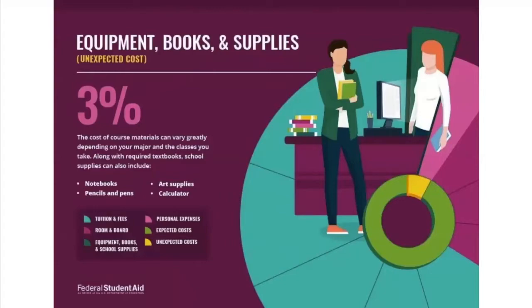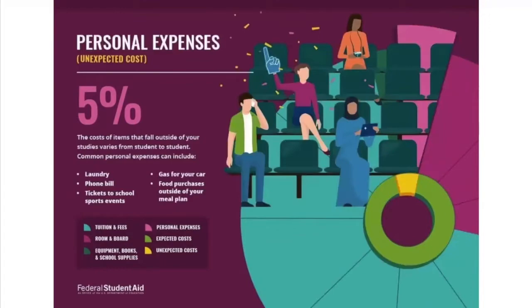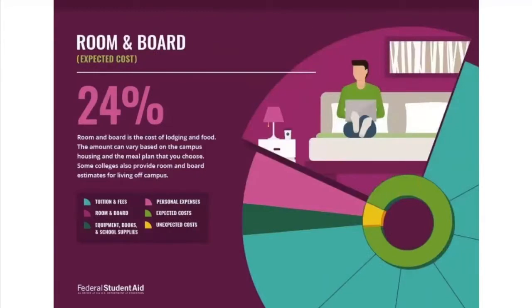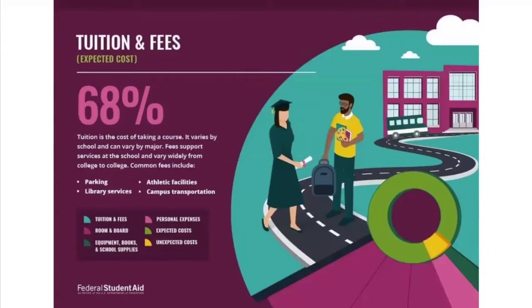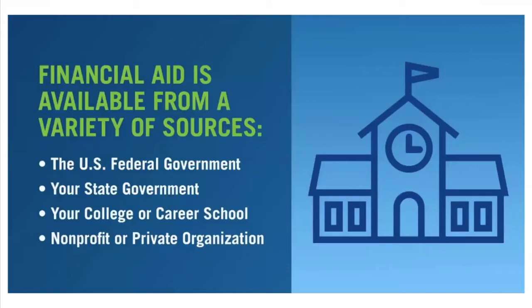They include equipment, books and supplies, personal expenses, room and board, and tuition and fees. And the good news is that you can find money to help pay for those expenses from the federal government, our state government, your college or career school, and nonprofit and private organizations.